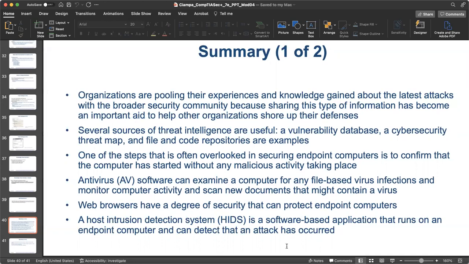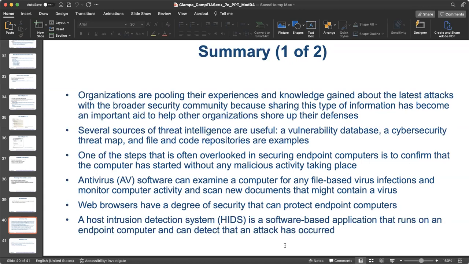We talked about the steps that are being taken, and one of them, which is usually overlooked, is securing endpoint computers, to confirm that the computer has started without any malicious activity. So the boot process is usually neglected in the security procedures, and you want to have that in mind, that it is one of the most important ones, right? And you want to create that chain of trust.